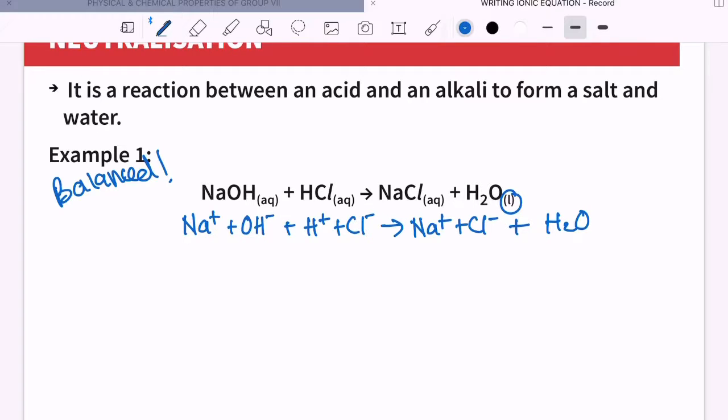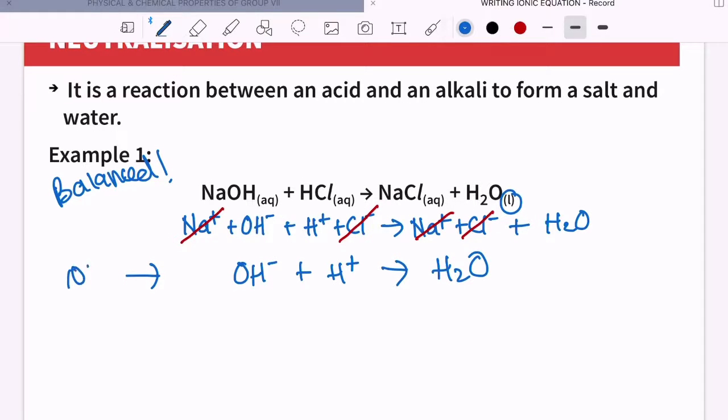Next is to cancel out the ions that are the same on the left and the right. From here we see the Na+ is the same on the left and right. Next is the Cl-. Now we have to write down the remaining. We are left with OH- plus H+ to form H2O. This will be your ionic equation. Please write down the state symbols: aqueous to form liquid.